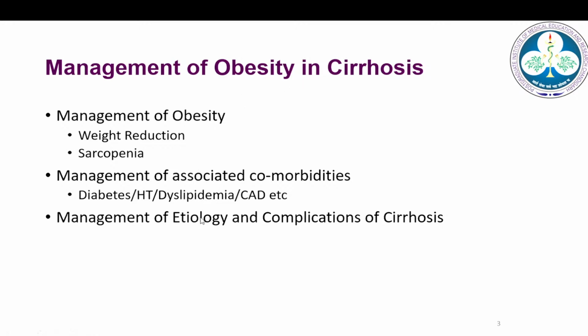And you also probably have to look at the etiology of cirrhosis and then manage these complications. So, the holistic approach obviously is required when you're managing an obese cirrhotic. But what I'll do is cover sarcopenia, which we have been hearing about since yesterday, and the management. I'll not be covering the management of the various associated comorbidities, and also not be touching upon the etiology and the complications of cirrhosis.